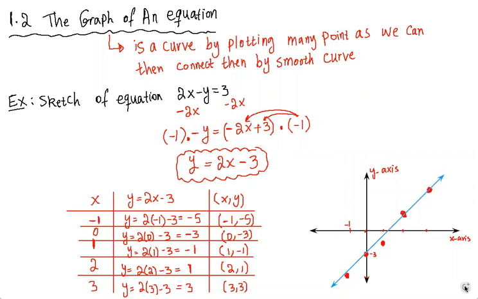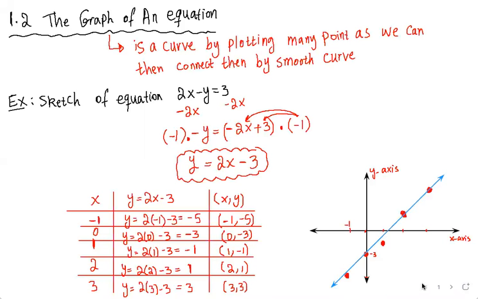Okay, let's go to the next example. So here example 2. Wait, this is 1.2. This is 1.2, yes. The graph of an equation. But we skipped. We didn't do this in the beginning, or no, we did last time 1.1, today 1.2.